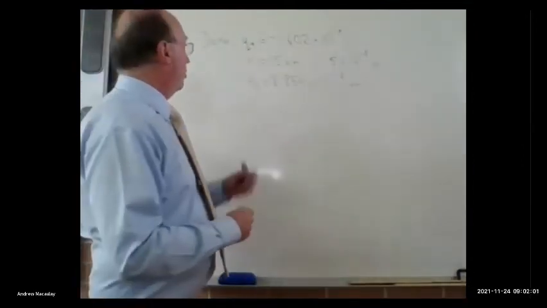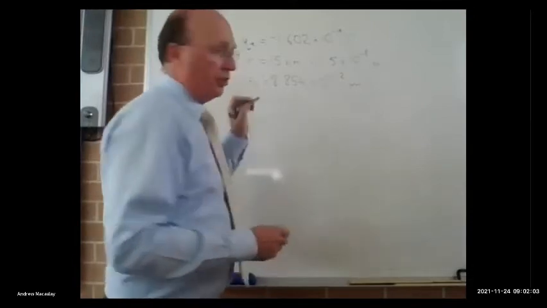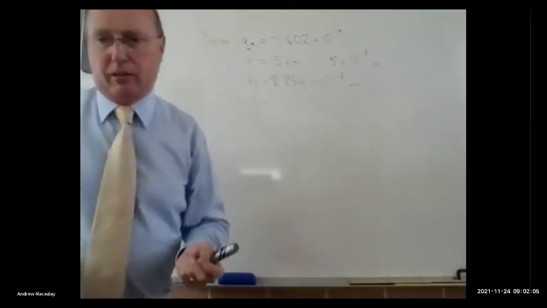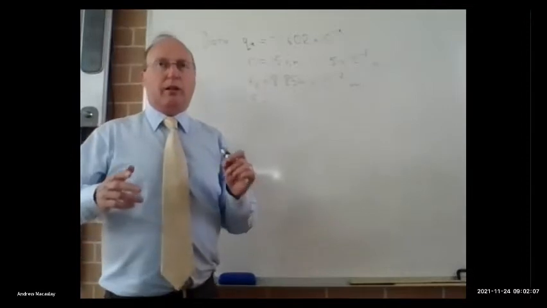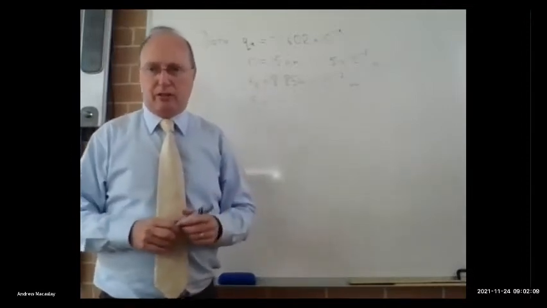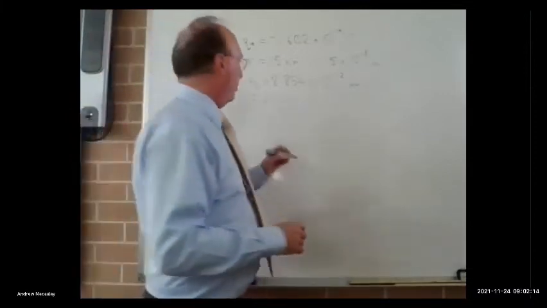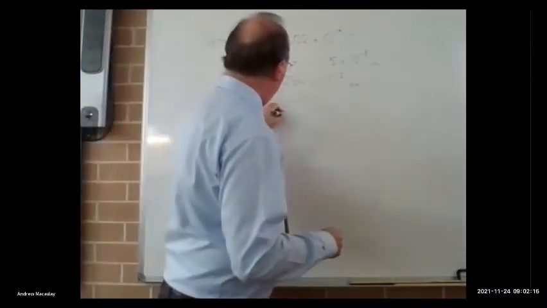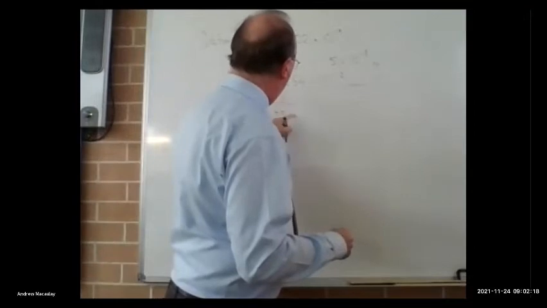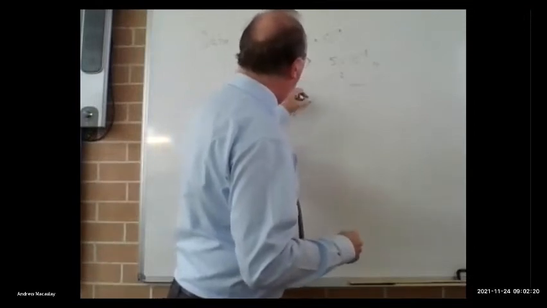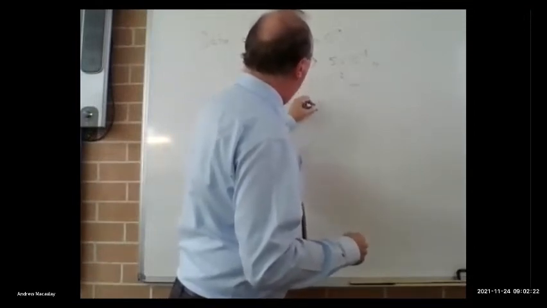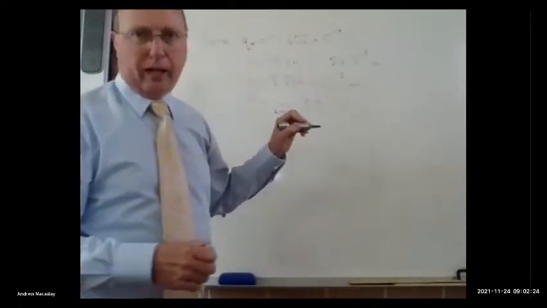We want to find the force. So F equals something. And in this case, we're going to use the formula for the force between 2 electric charges. We have the constant at the beginning, 1 over 4 pi epsilon 0 times q1 q2 all over r squared.